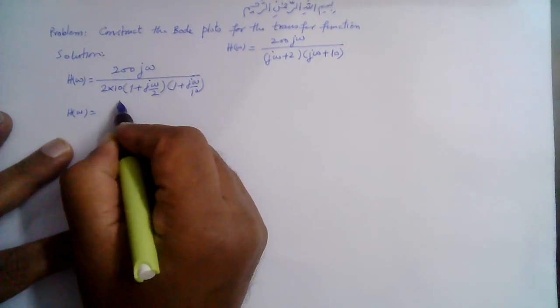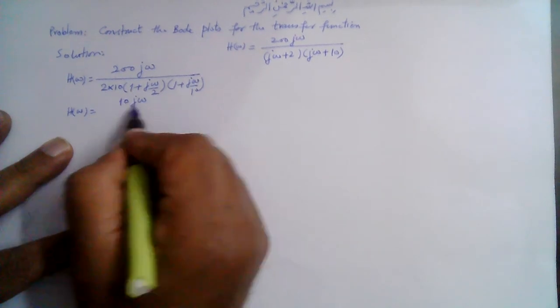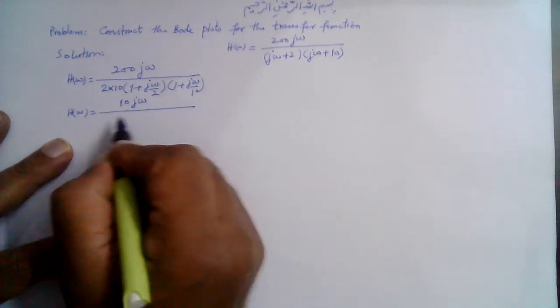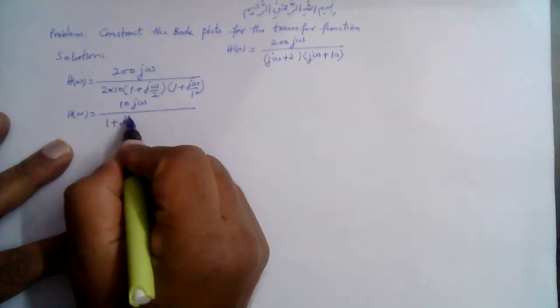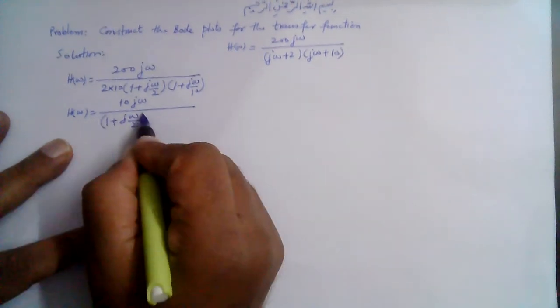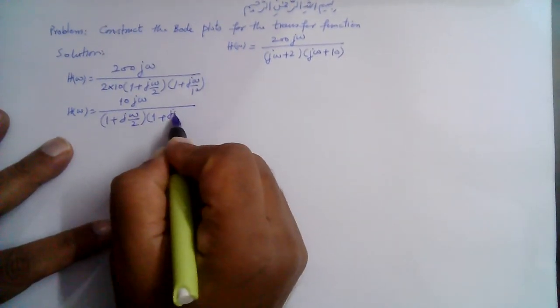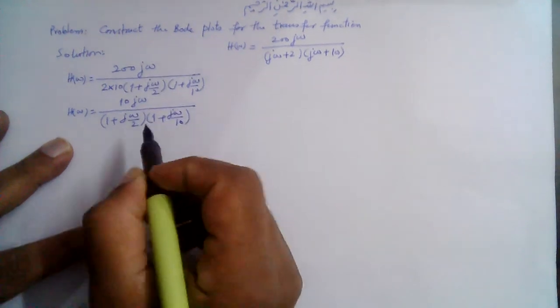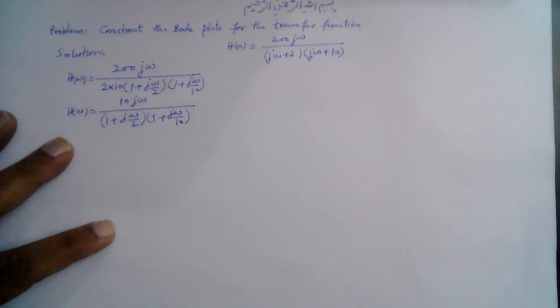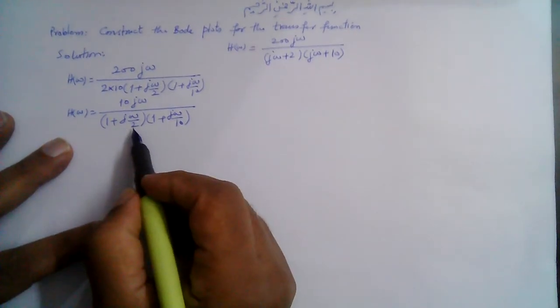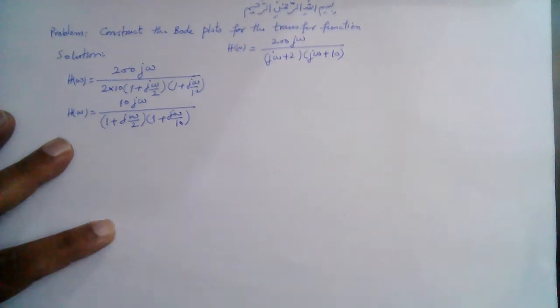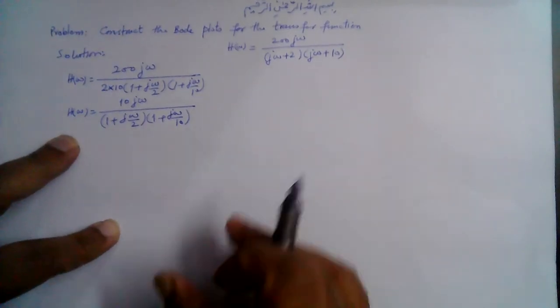So 200 divided by 20 leaves us with 10 j omega, and now this is divided by 1 plus j omega over 2 into 1 plus j omega over 10. So we have a zero at the origin, and we have a pole at 2 and a pole at 10. So these are our corner frequencies.